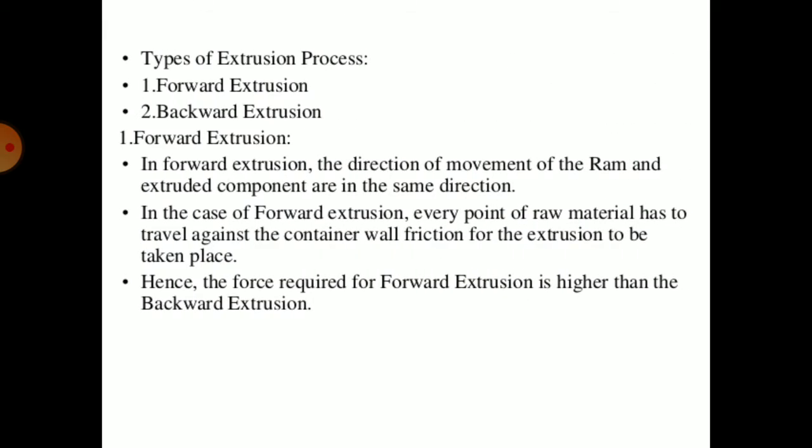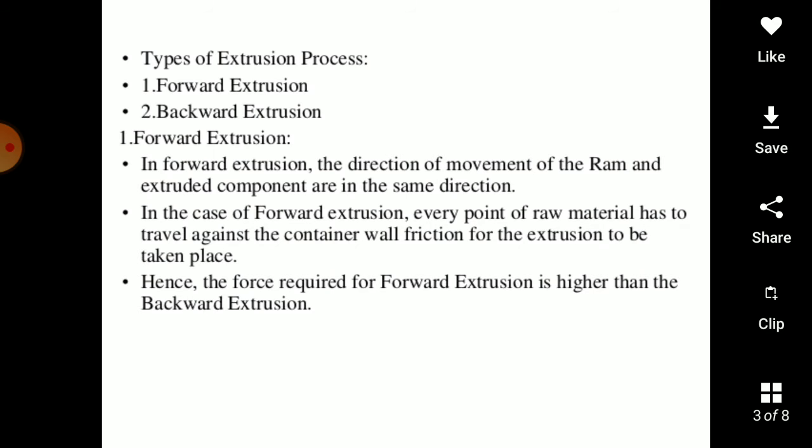So, types of extrusion process: there are two types mainly. First is forward extrusion, second is backward extrusion. In forward extrusion, the direction of movement of the ram and the extruded component are in the same direction. So both will move in the same direction.